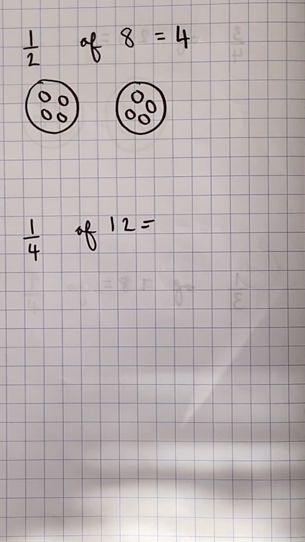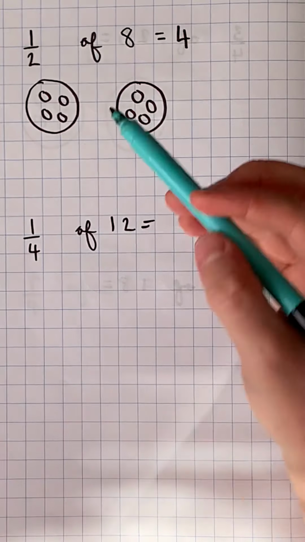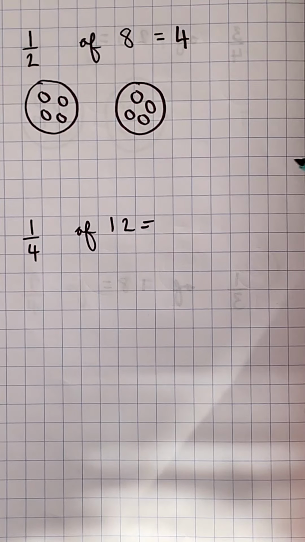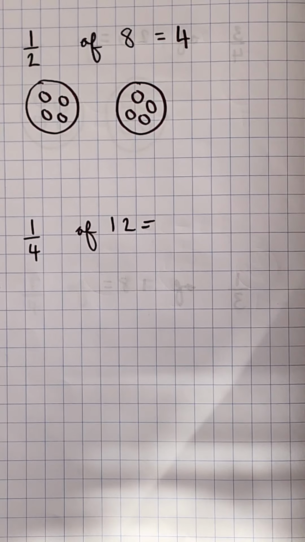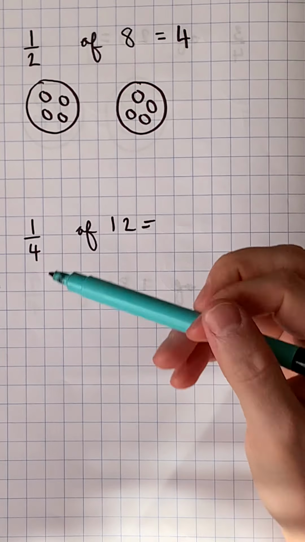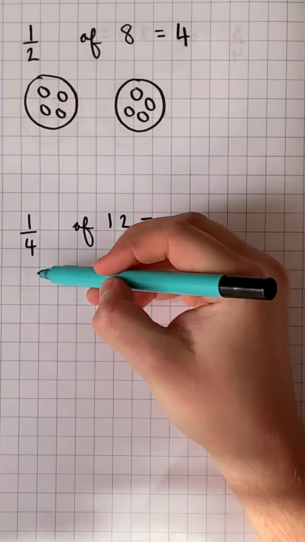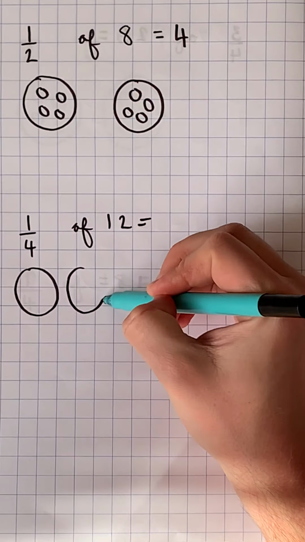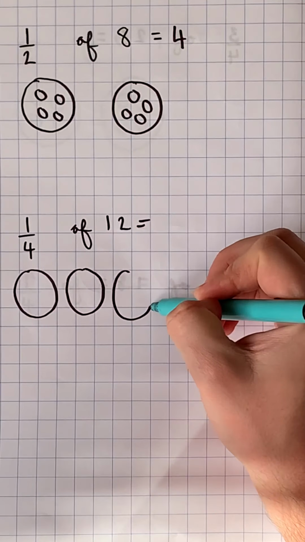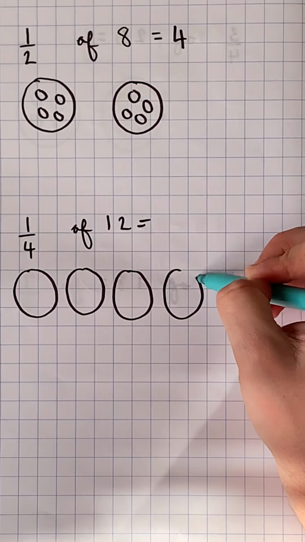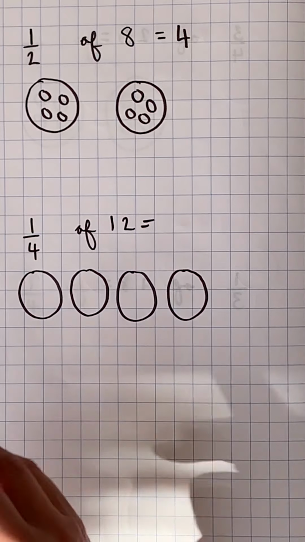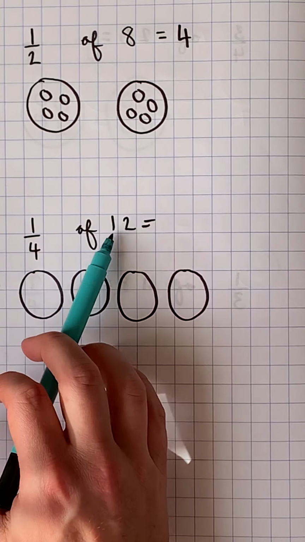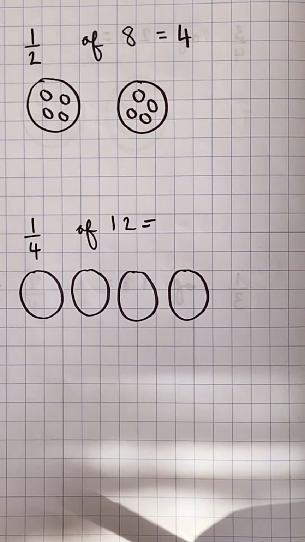So my fraction has changed now. So instead of being a half, my fraction is now 1/4. So how many groups do I need, I wonder? Oh yes, I can look here. I need 4 groups. So here's my 4 groups. 1, 2, 3, 4. So now my question is, what is 1/4 of 12 equals? I split 12 between these 4 groups.